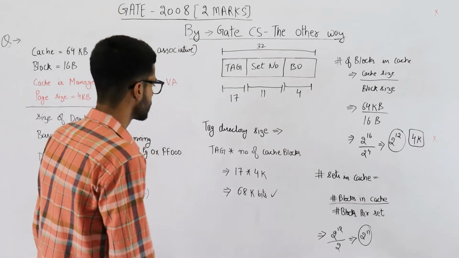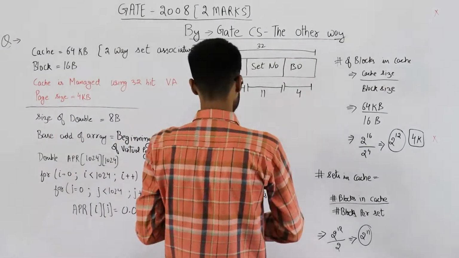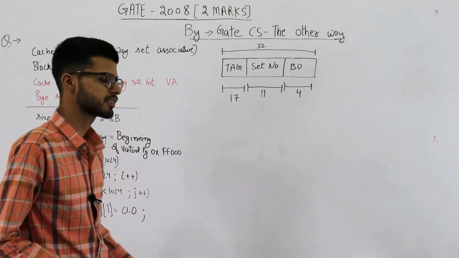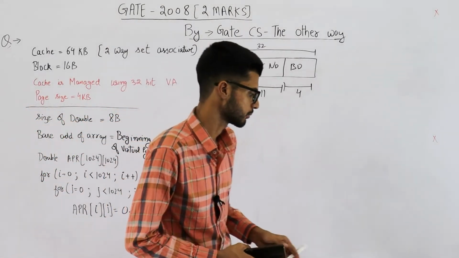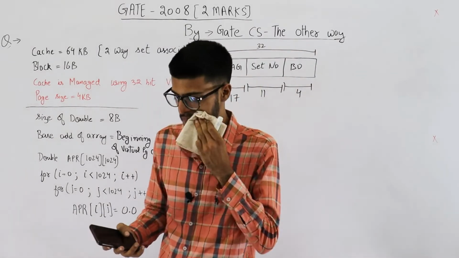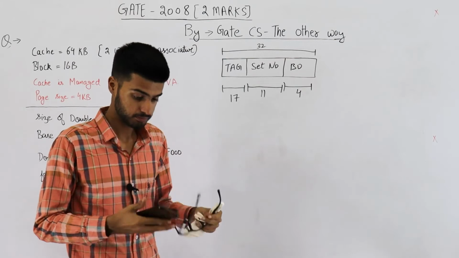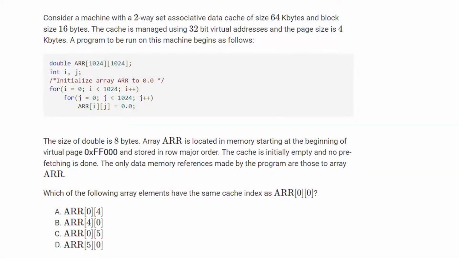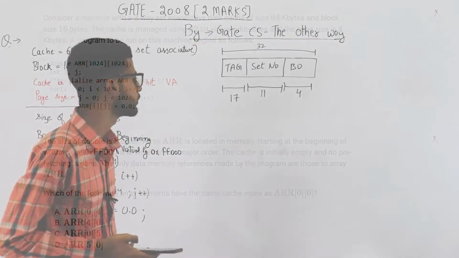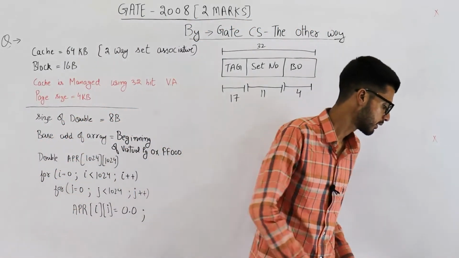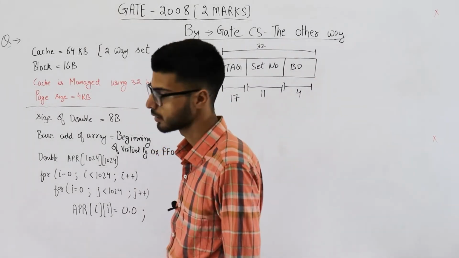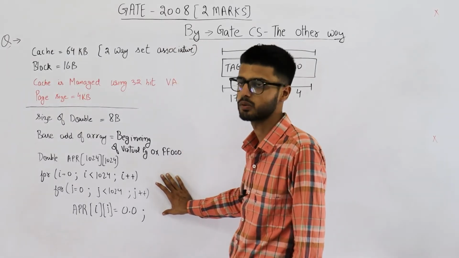Okay, let me now clear some space. So now let's try solving the second part of this question. Let me read out the statement. The second part is, which of the following array elements has the same cache index as A[0][0]? Now they're talking about this array, this one. In the question, this is the code that they're trying to execute.